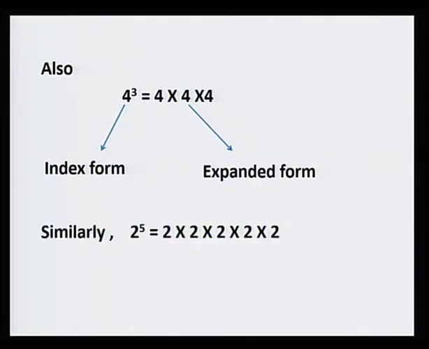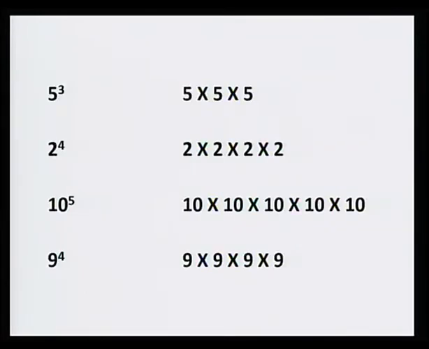Similarly, take 2 raised to the power of 5. The 2 raised to the power of 5 is the index form, whereas 2 times 2 times 2 times 2 times 2 is the expanded form. Look at this example now. On the left-hand side, we have the index form, and on the right-hand side we have the expanded form.